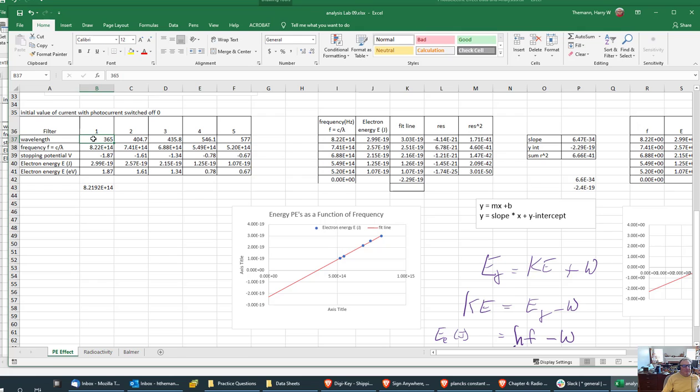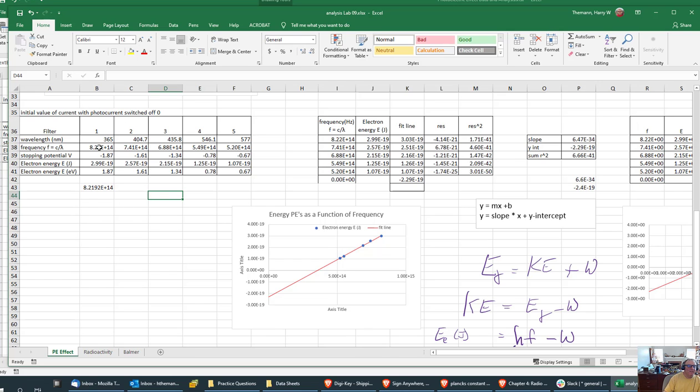So the wavelengths you write in, and these are actually in nanometers, which is 10 to the minus 12. No, 10 to the minus 9. 10 to the minus 12 is picometers, and then 10 to the minus 15 is femto.